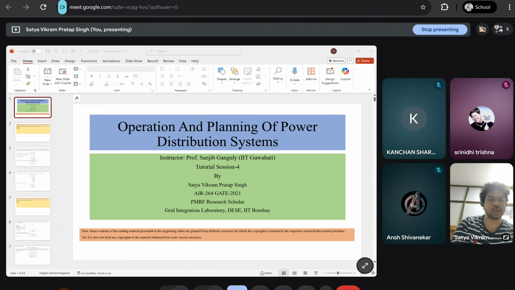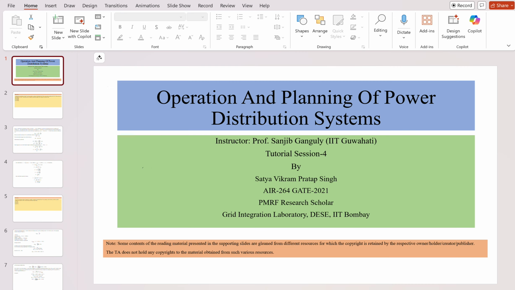Okay, let's start the session. So, welcome to the fourth tutorial session of operational planning of power distribution system, whose instructor is Professor Sanjeev Gangle sir from IIT Guwahati. I am Satyakram from APMRF, Research Scholar here in Department of Energy Science Engineering, IIT Bombay. We will solve a few of the problems related to the fourth assignment, because the due date is 2 days after that.